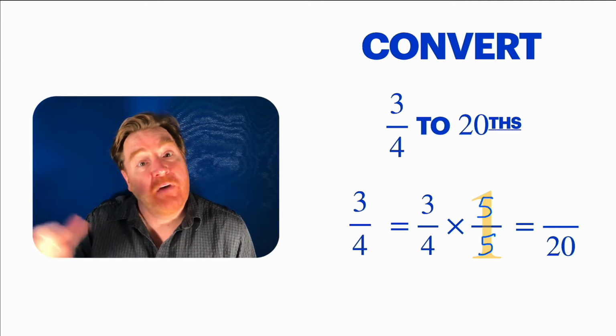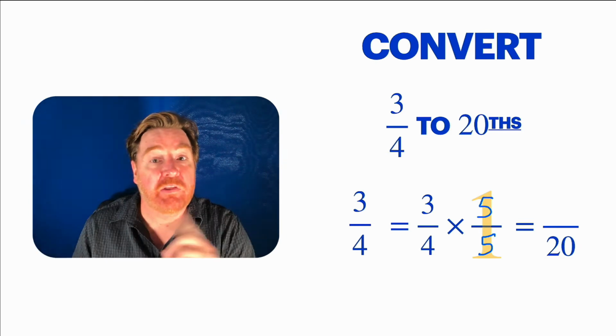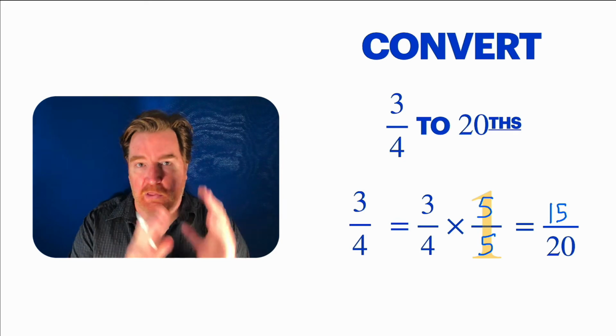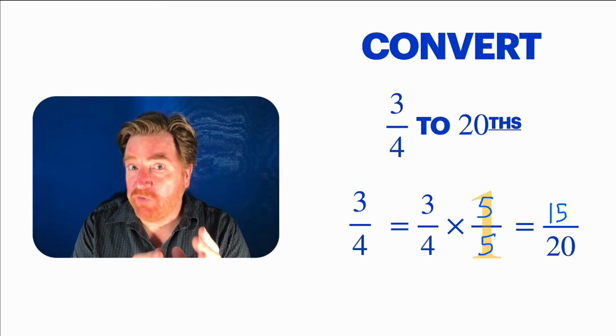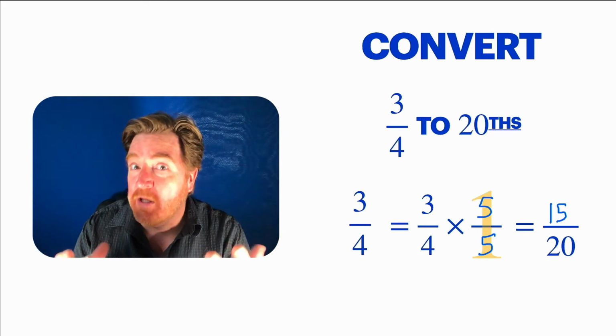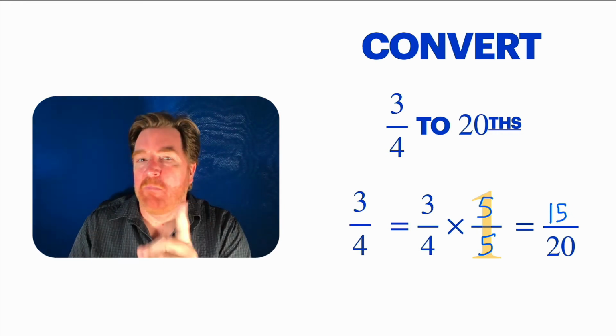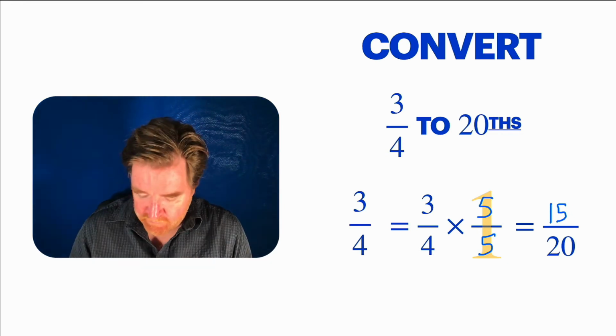5/5. So 4 times 5 is 20 in the denominator. That's good. And 3 times 5 is 15. There we go. 3/4 is equivalent to 15/20. They're equal. They just look different. And we converted, keeping them the same by multiplying by 1. All right. Excellent.